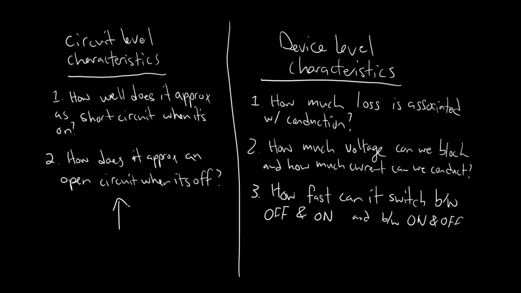Today, we're going to look more at the circuit level characteristics, right? How it fits in with our circuit diagrams. And then in future lectures, we're going to look at specific devices. We're going to look at diodes and MOSFETs and understand the losses associated with them and how they operate. Cool. So I'm going to give you an example. We're going to analyze a boost converter.